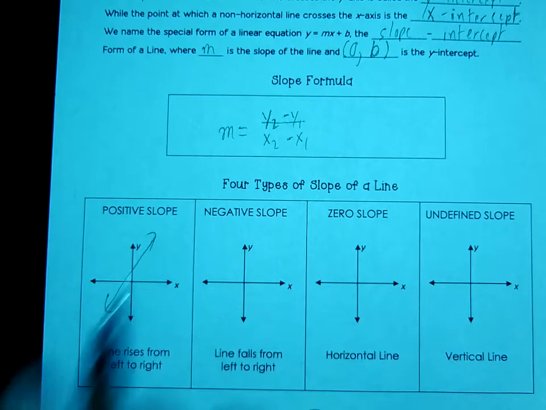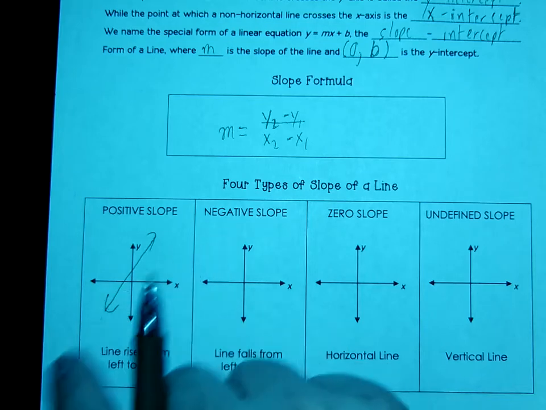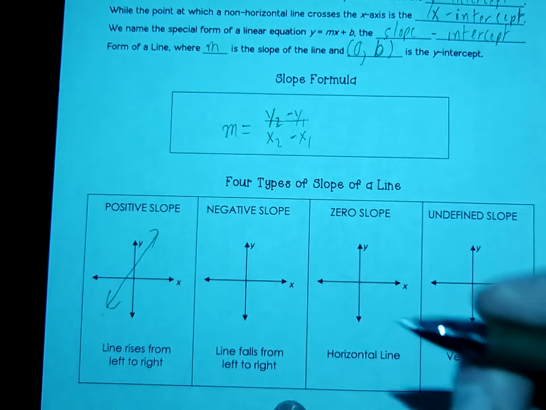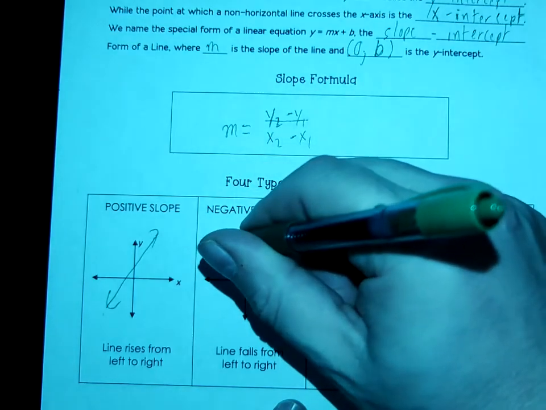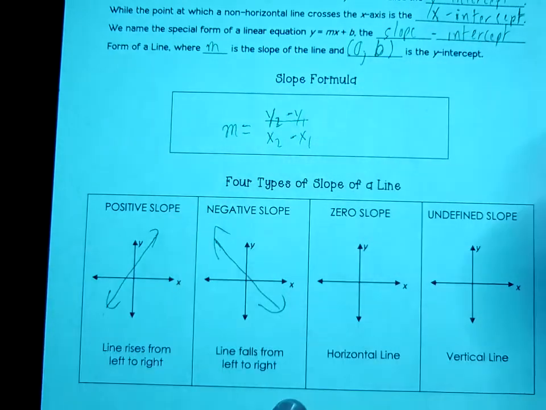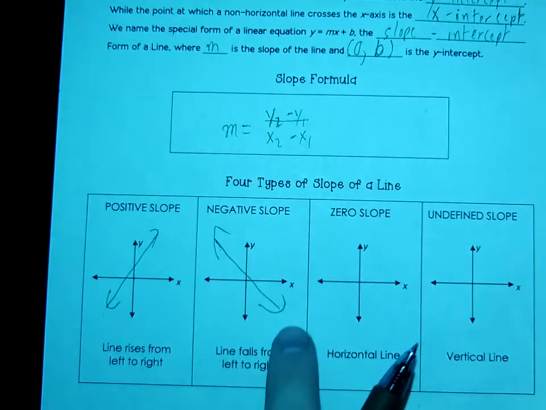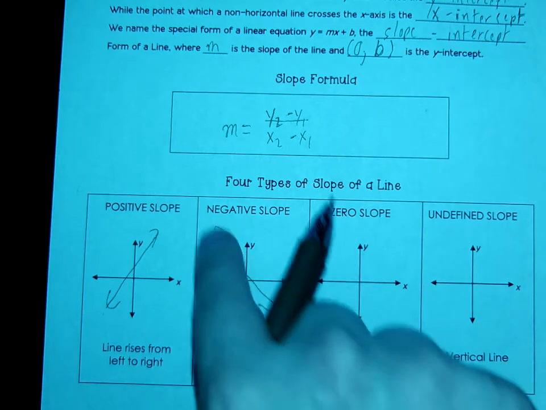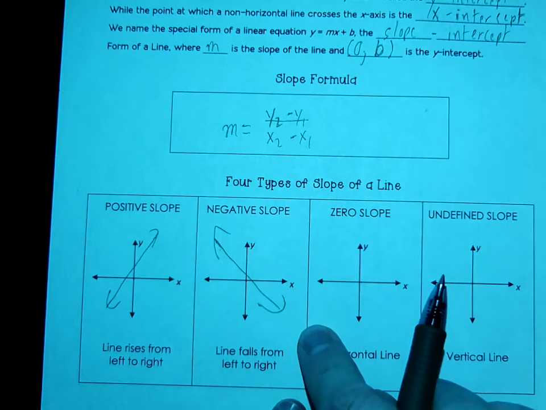The first point, again, we read the graph left to right. The first points are over here on the left. The second points are over here on the right. Negative slope is the opposite of that. The left points are higher than the right points. So if you're reading it left to right, these points on the left are higher than these points on the right. So the line falls from left to right. So the left points up, the right points down, if you want to say that.